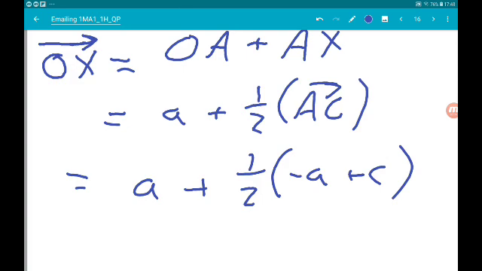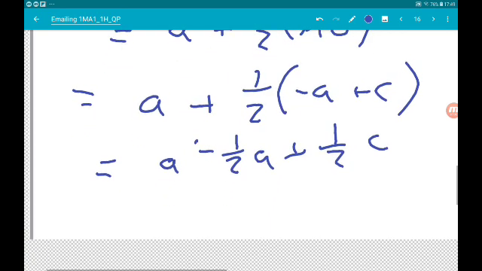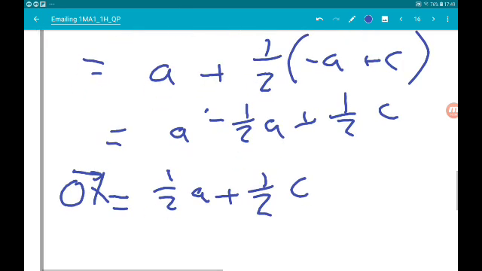Now let's expand and simplify. So this is a, then we've got half times minus a, so that's minus half a, and then half times c gives us plus half c. So finally, OX is 1/2 a, add 1/2 c. So that gets us from O to X.